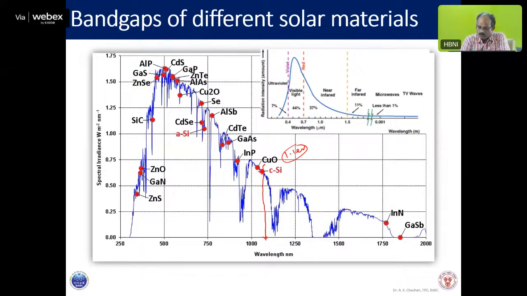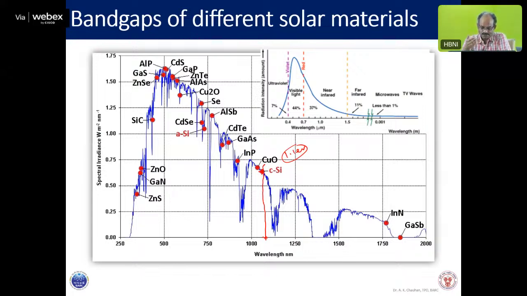So these are different materials. Ideally, if we have a material which has a very low band gap, in that case the entire spectrum will be absorbed. But will it be useful? It will not be useful, because when you make a p-n junction of such materials, the built-in potential will be very low.